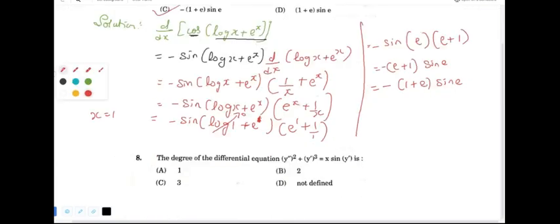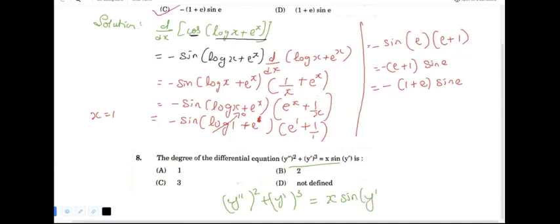Then the next question is, they have given here to find the degree of the differential equation. So this is the differential equation that gives here (y double dash) squared plus (y dash) cubed is equal to x sine of y dash, the given equation. They're asking you to find the degree of the given differential equation. So for degree, we will be checking for any function which is given here.